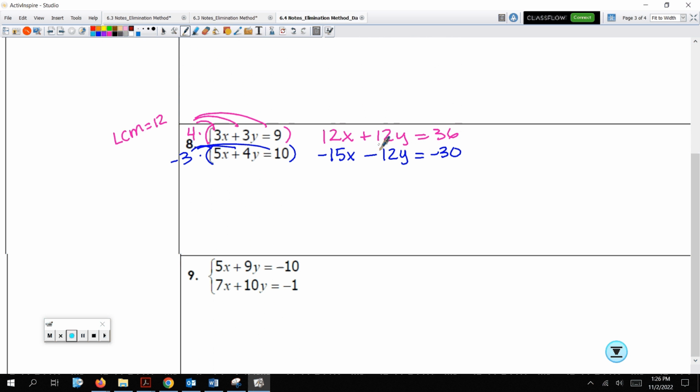Now, I have my opposites. They're all lined up. Let's add them together and eliminate. All right, +12 and -15 gives me -3x. +36 and -30 gives me +6. Then I divide by -3, and I get x is equal to -2.